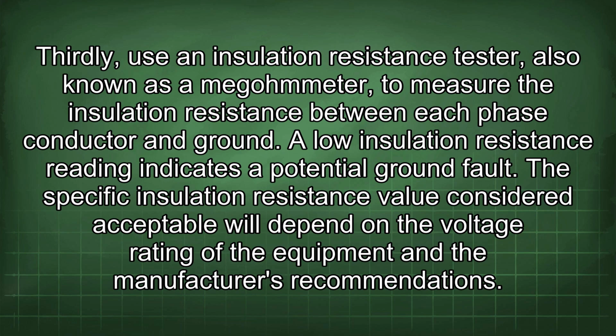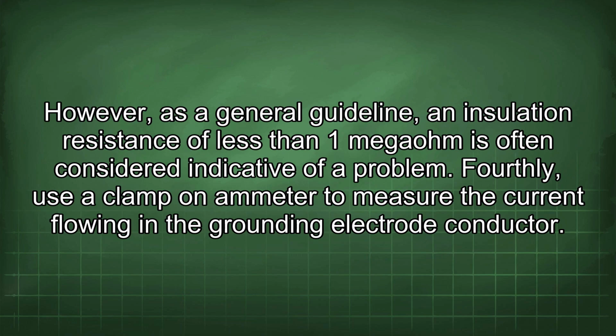Thirdly, use an insulation resistance tester, also known as a megohmmeter, to measure the insulation resistance between each phase conductor and ground. A low insulation resistance reading indicates a potential ground fault. The specific insulation resistance value considered acceptable will depend on the voltage rating of the equipment and the manufacturer's recommendations. However, as a general guideline, an insulation resistance of less than 1 megohm is often considered indicative of a problem.